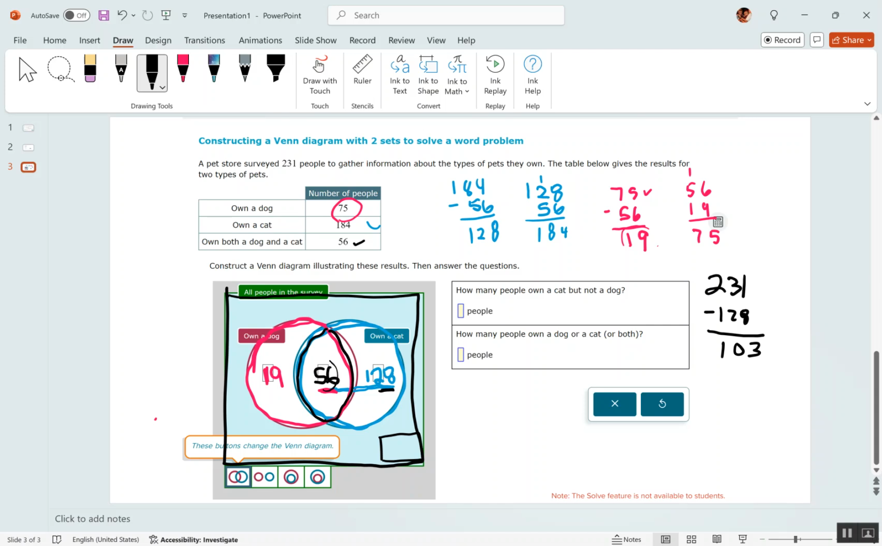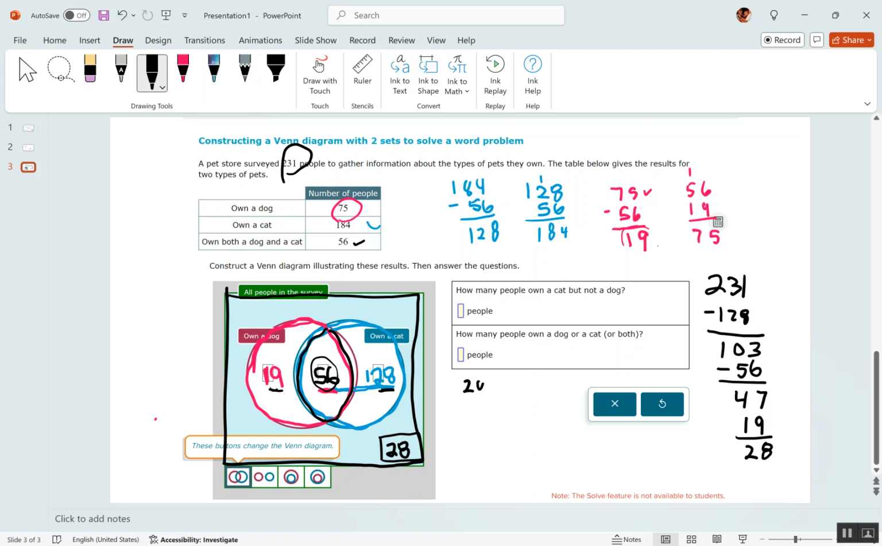But I also have to subtract off this 56. So 13 minus 6 is 7, and 9 minus 5 is 4. And then I also have to subtract off the 19. 14 minus 9 is 5, 3 minus 1 is 2, so this should be 25 out here. And I'm going to double check my work. If I add all of these separate pieces up, they should add up to be 231.